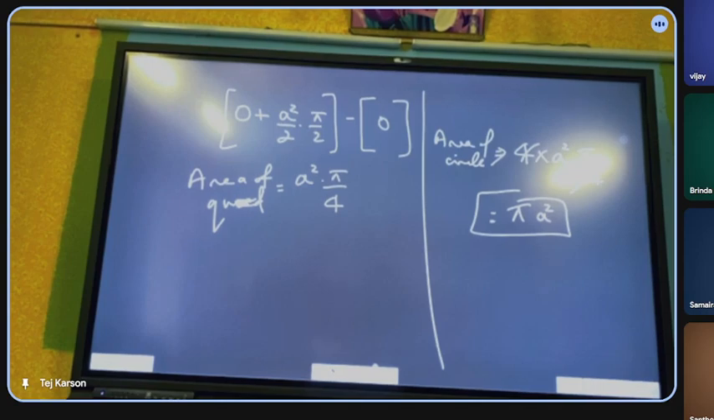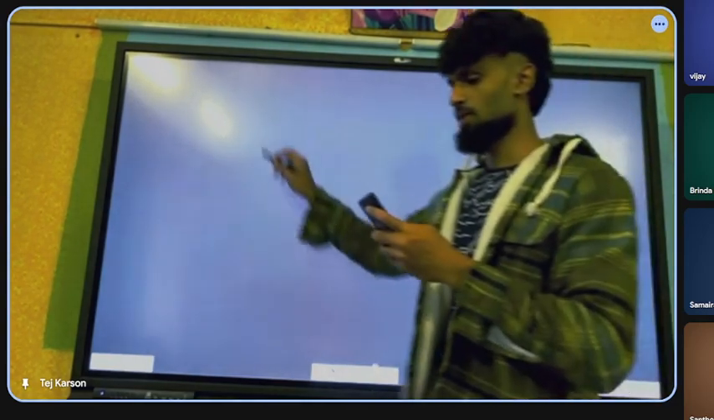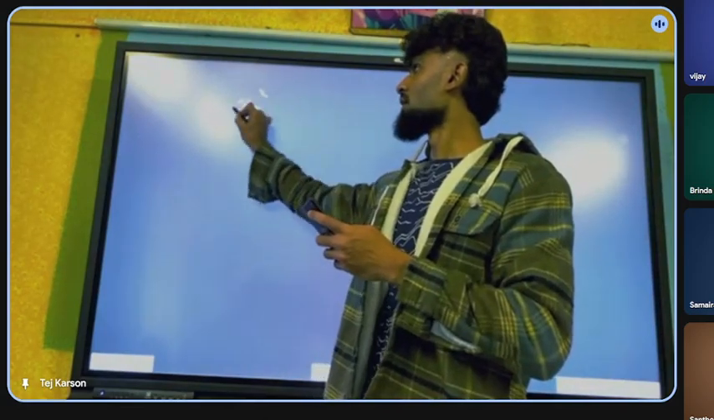So we'll do something interesting. We'll do the ellipse. Next question, find the area of the ellipse. Find the area of the ellipse. X square by a square.